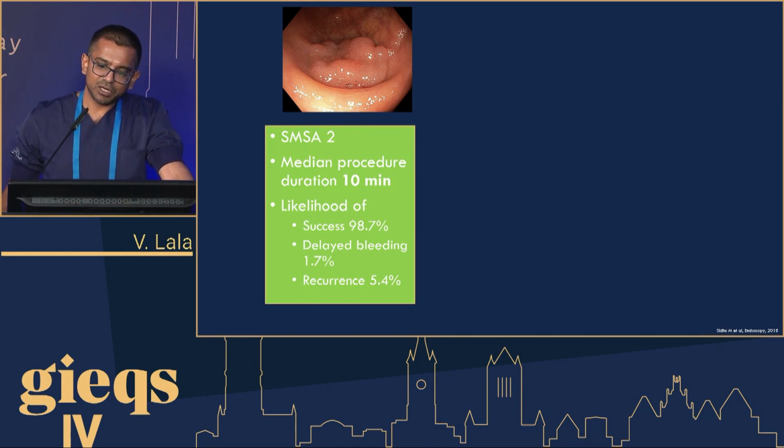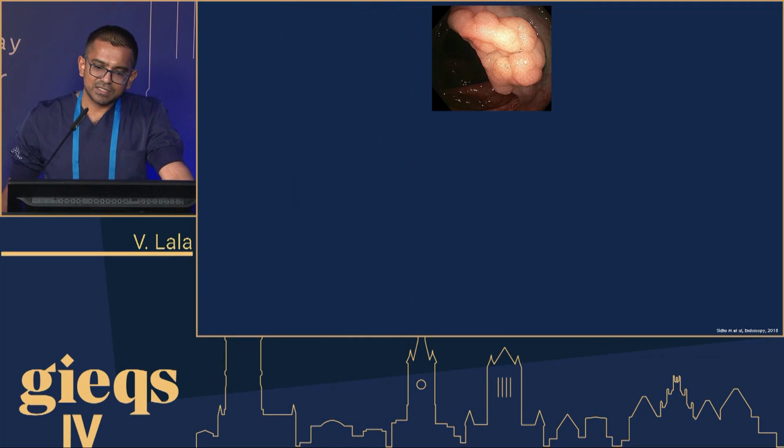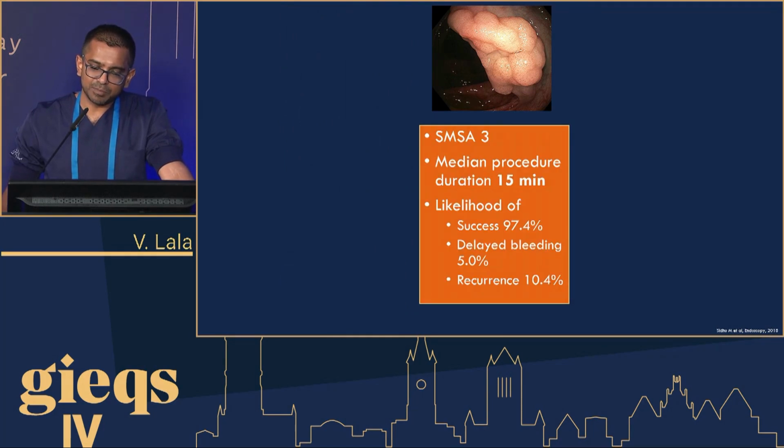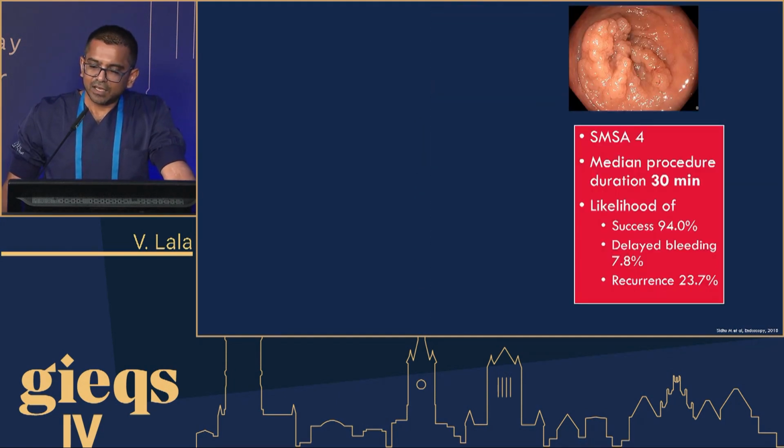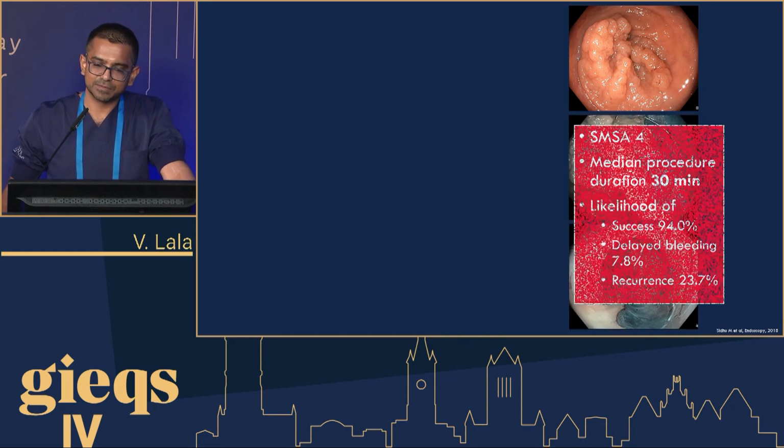So this nicely graphically demonstrates the outcome of that study. An SMSA 2 polyp had a median procedure time of 10 minutes, a quite high success rate of 98.7%, and low adverse event rates. This is in contrast to an SMSA 3 polyp, with longer procedure times, less technical success, and more adverse events. And finally, an SMSA 4 polyp with even longer procedure times, even worse success rates, and more adverse events.